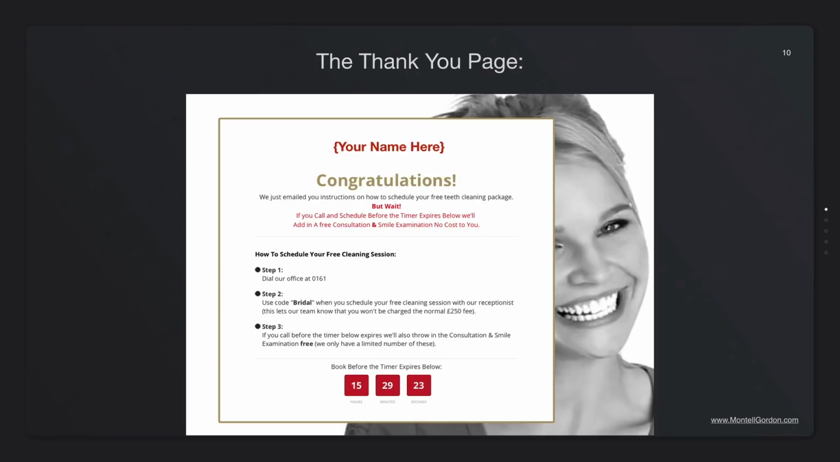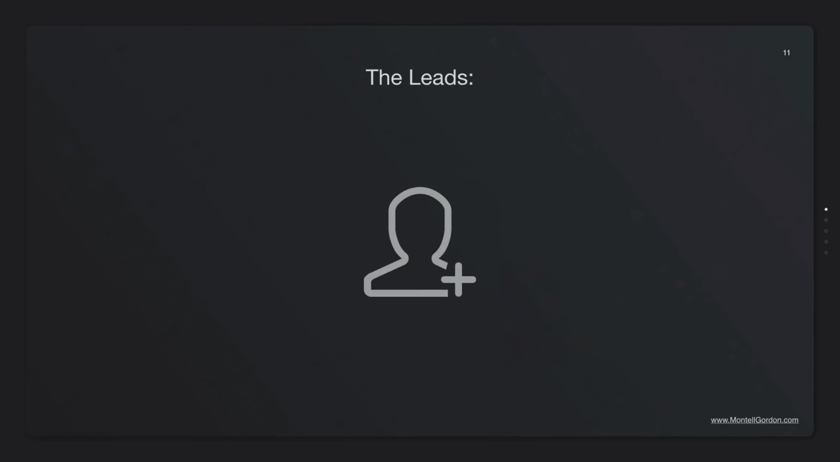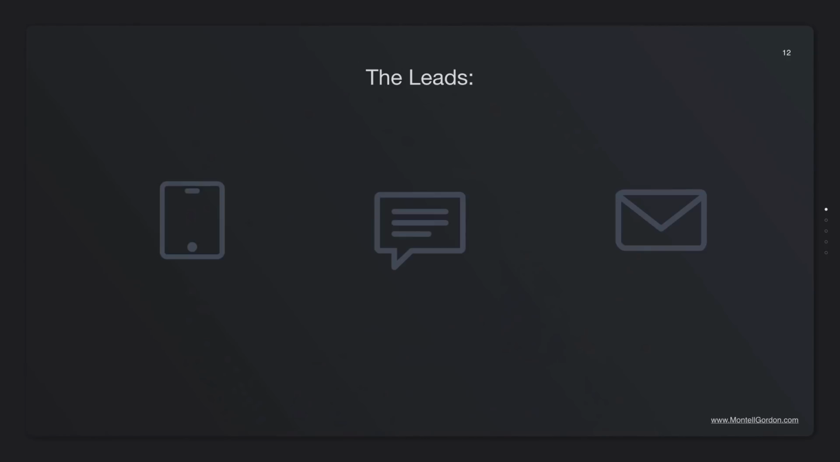So step 3 is basically just another instruction, but again, reinstating the bonus offer. It says if you call before the timer expires, we'll also throw in the consultation and smile examination free. We only have a limited number of these. Again, added some more scarcity in there. And again, we've already covered the actual scarcity timer that runs out. So let's talk about the actual leads.